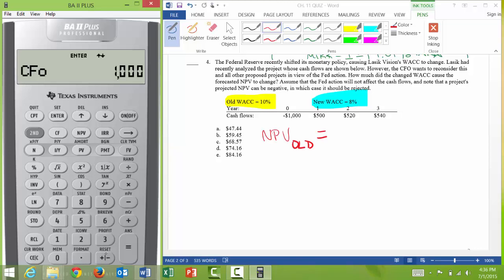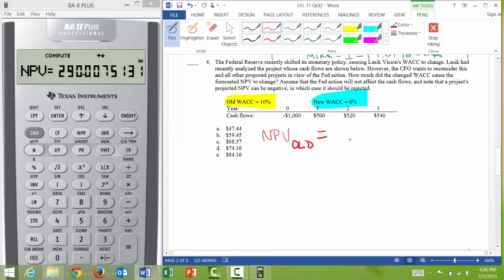So negative 1,000, and I'll hit enter and go down. Cash flow 1 is 500. Enter, go down to cash flow 2, it's 520. Hit enter, now go down to cash flow 3 and it's 540, and I'll hit enter. Then I go to NPV and I put the old weighted average cost of capital, which was 10%, and hit enter. And go down and hit compute.